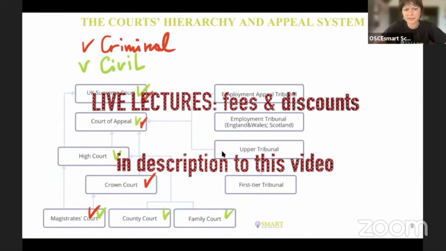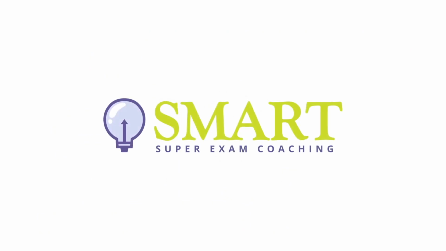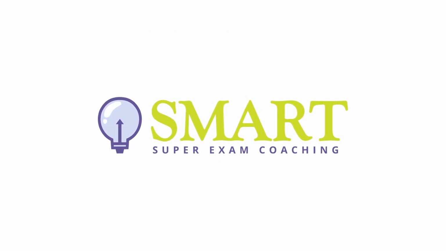And that decision still can be overruled by, for example, the Court of Appeal or Supreme Court? Yes, yeah. Good.